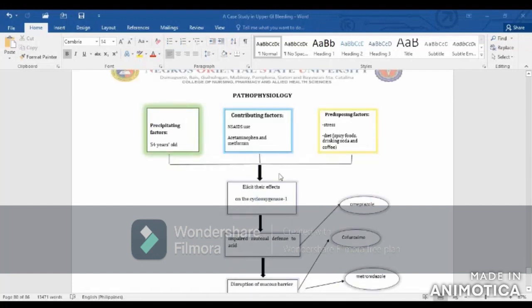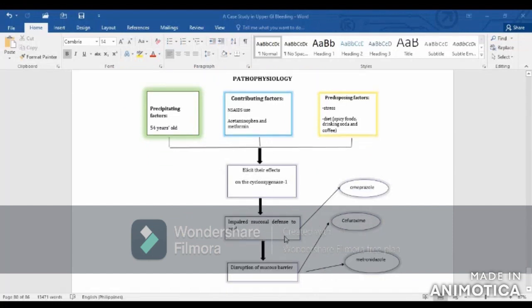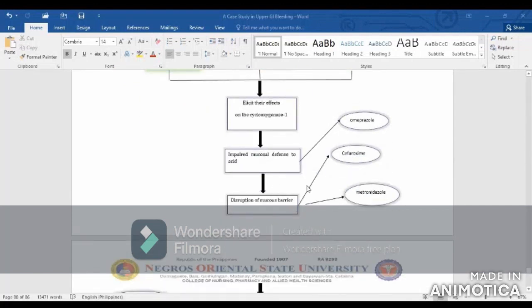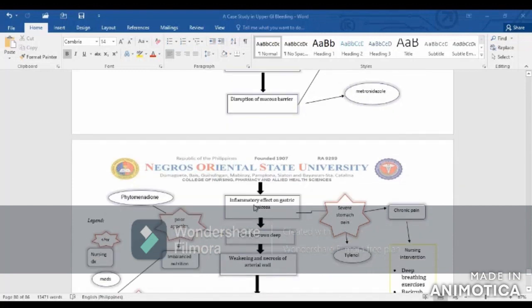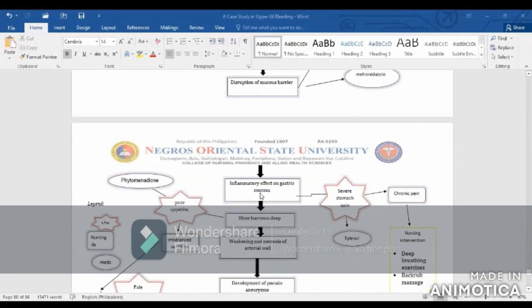So these are all factors that could lead to illicit effects on the cyclooxygenase 1, could lead to impaired mucosal defense to acid. Omeprazole is given to decrease the acid of the stomach, and impaired mucosal defense could lead to disruption of mucous barriers. These mucous barriers separate the external environment from the body's internal milieu. That's why cefuroxime and metronidazole are given, and it could lead to inflammatory effect on gastric mucosa. Patient experiences severe stomach pain, and Tylenol is given, and for nursing diagnosis, chronic pain.